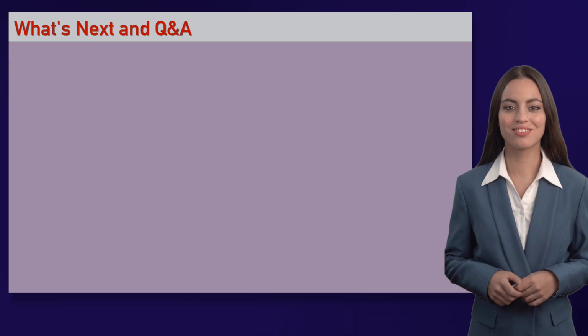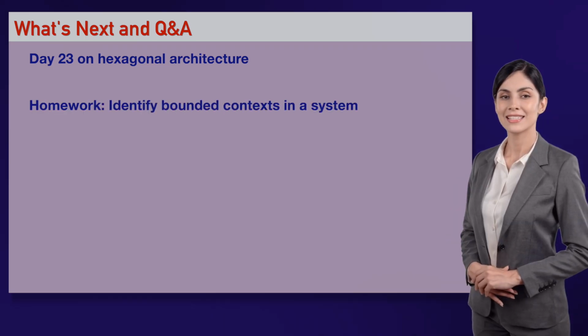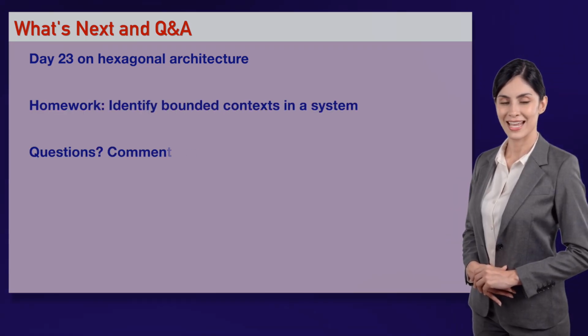Day 23 covers hexagonal architecture, ports and adapters, for decoupling core logic. Homework: identify potential bounded contexts and aggregates in a familiar business domain or system.